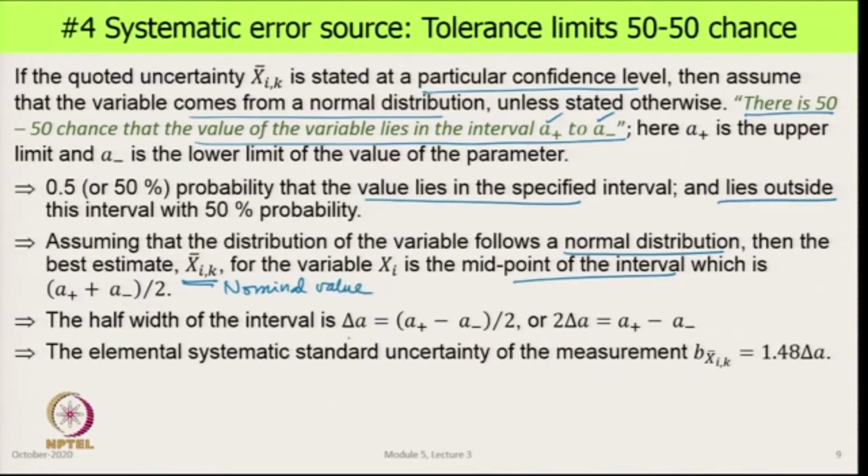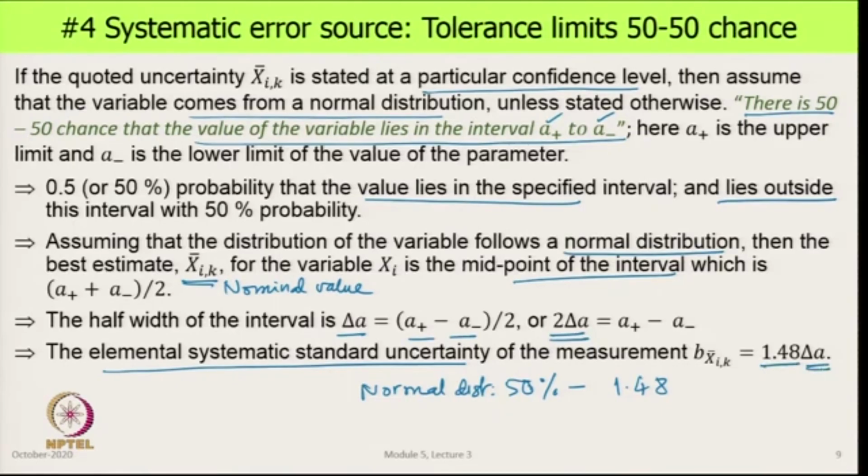The half width of the interval delta A is the value of these divided by 2, or 2a is a plus minus a minus. And being 50-50 probability, for the normal distribution the factor is 1.48. And so, the elemental systematic standard uncertainty on account of this particular factor will be 1.48 times delta A. Delta A is defined from here.